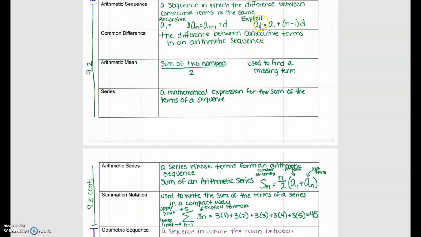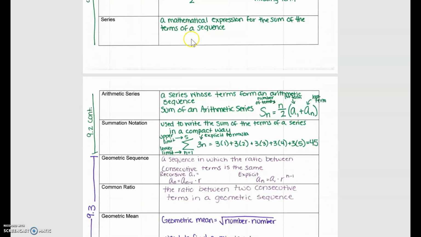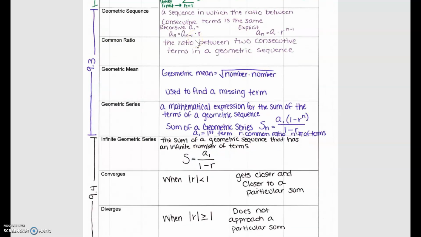So all you need to know is the common difference, and you can write a recursive formula. Then for explicit, you're going to start with just writing a of n equals, and then you'll plug in for a of 1, and you'll plug in for d, and everything else will stay the same. So again, the common difference is the difference between the consecutive terms in an arithmetic sequence. So that is all you need to know for this part of 9.2.